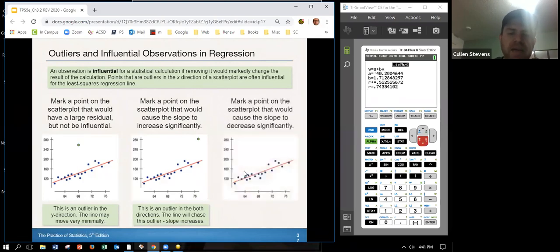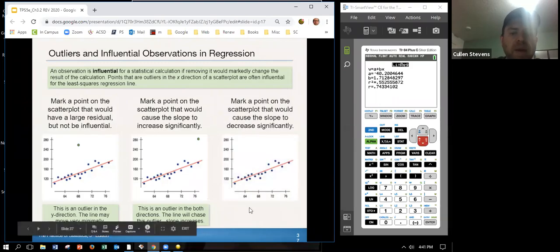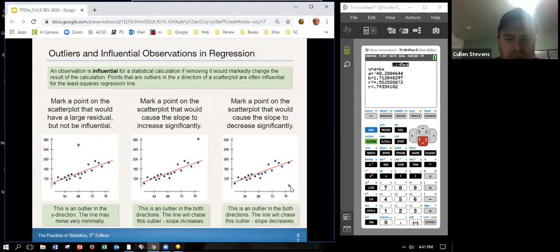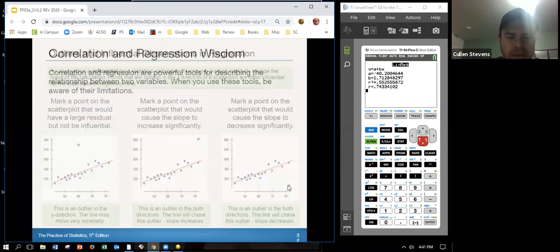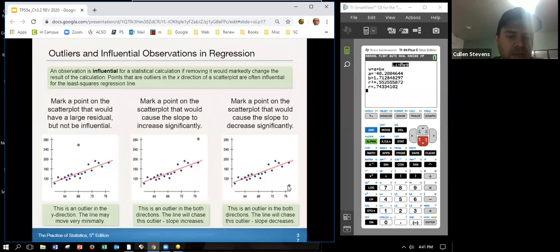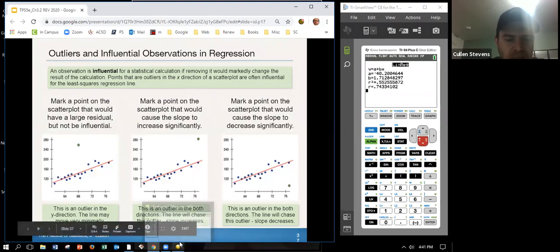What if you asked me on a scatter plot to make a slope that would decrease significantly? Well, then I'm going to put the point down here because this line was going up, it's positive. But if I put that point down there, this line is going to chase that, it's going to teeter-totter. Let me show you something real quick. Let me pop out and show you this in Fathom.